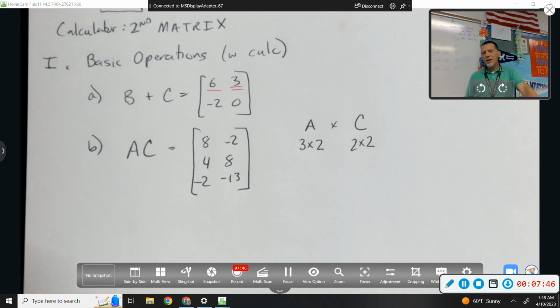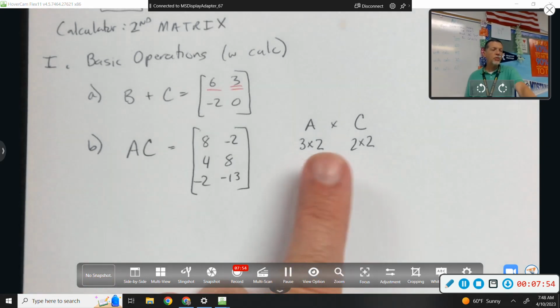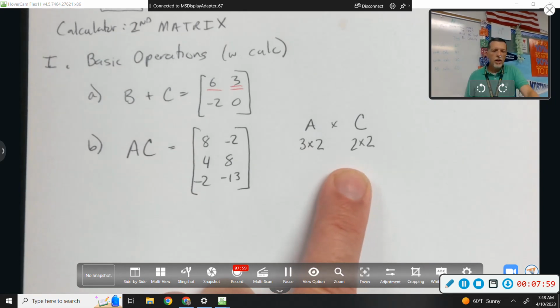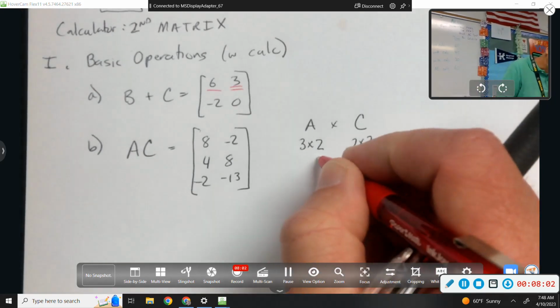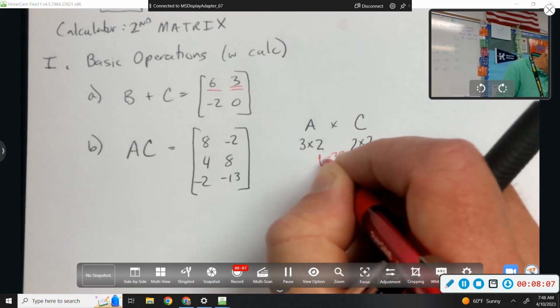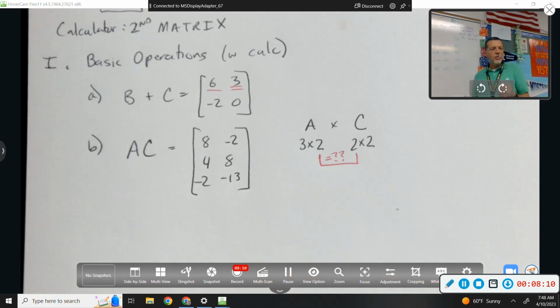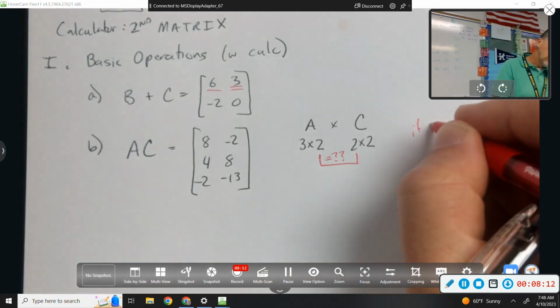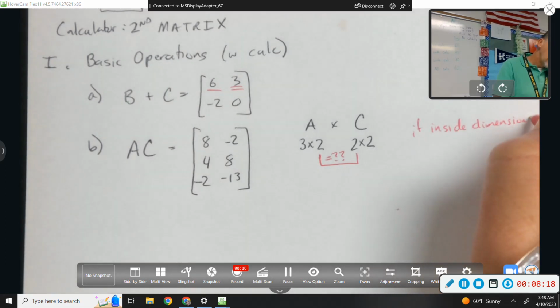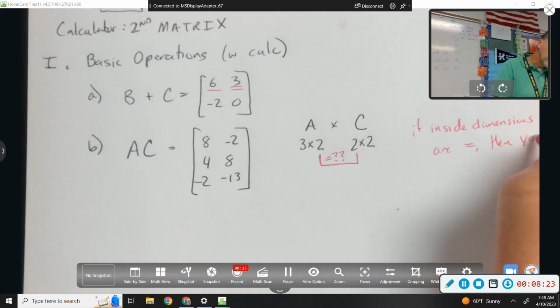So clearly multiplication can't work like addition. You can't just do top left times top left and top right times top right, because these aren't the same size. In fact, if you tried to add A plus C, you'd get an error because they're not the right size to do it. But you can multiply them, because if the insides match, if the inside dimensions are equal, then you can multiply.